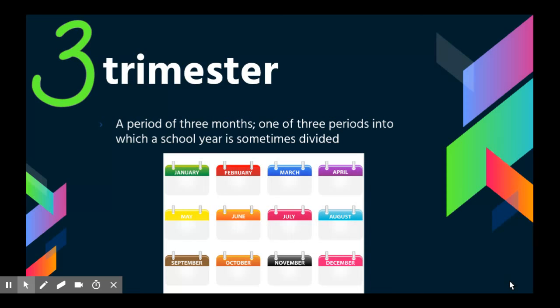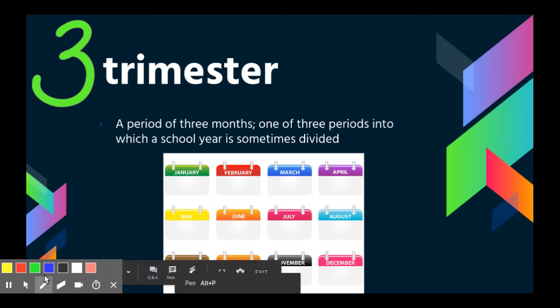Trimester is a period of 3 months, one of 3 periods in which a school year is sometimes divided. So we don't have trimesters, we have marking periods in our school. We have 4 marking periods, but if our school year was divided into 3 months at a time, it would be a trimester.